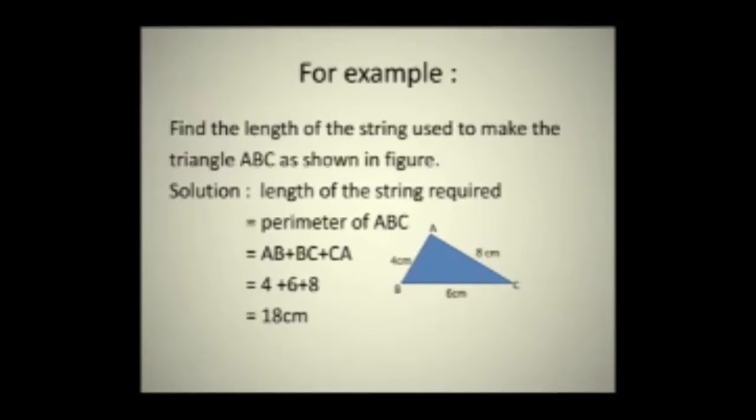AB is equal to 4 centimeters. BC is equal to 6 centimeters. AC is equal to 8 centimeters. Adding all of them, we get 18 centimeters. So, the length of the string required to make the triangle is equal to 18 centimeters.